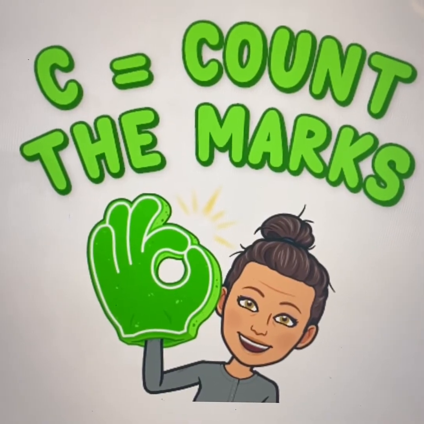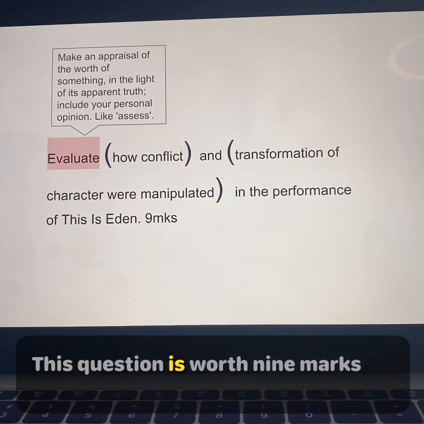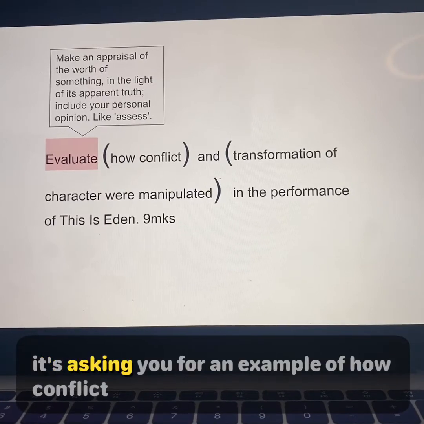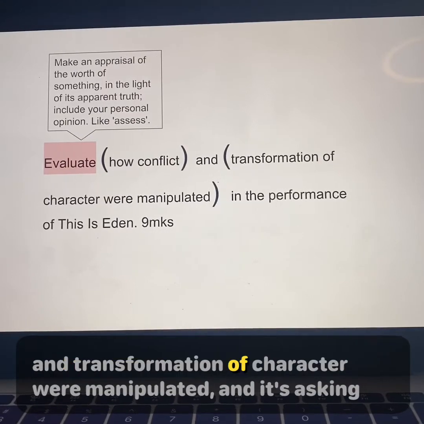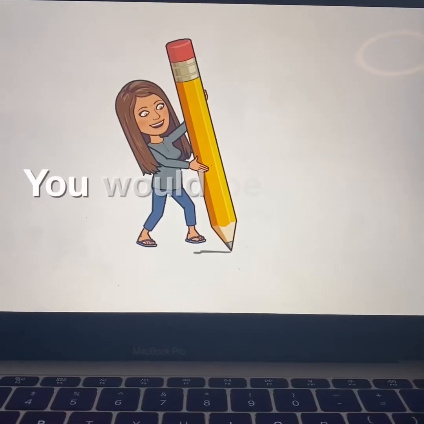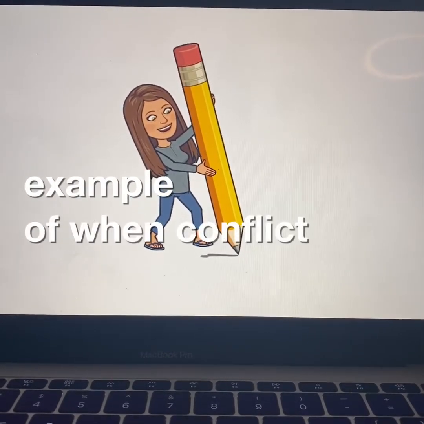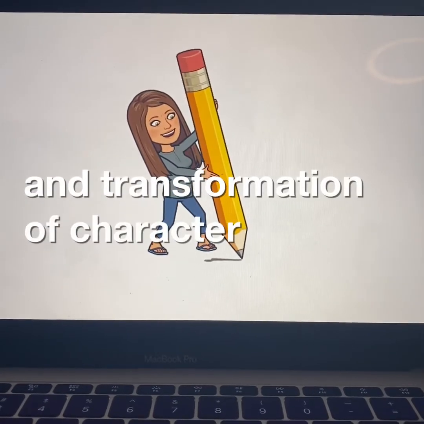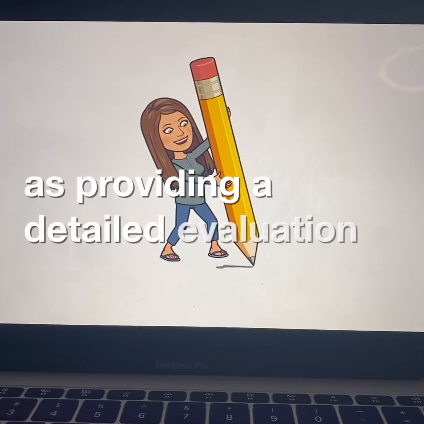C equals count the marks. Being aware of how marks are allocated allows you to plan your time wisely in a SAC or exam. This question is worth 9 marks. It's asking you for an example of how conflict and transformation of character were manipulated, and it's asking you for an evaluation. You would be aiming for a specific example of when conflict and transformation of character were both manipulated in the play, as well as providing a detailed evaluation.